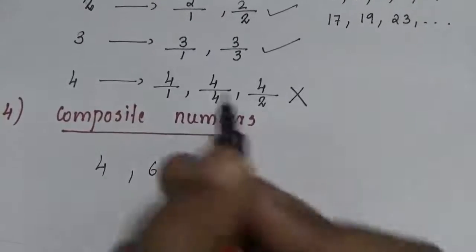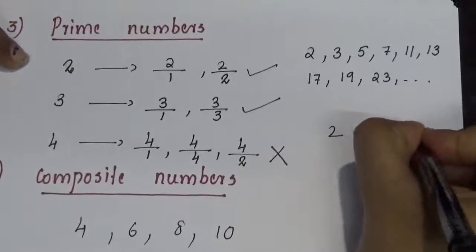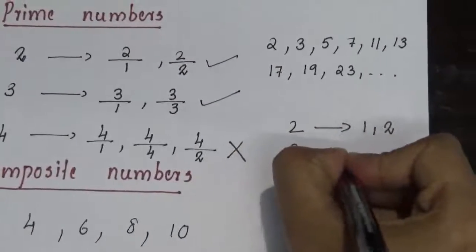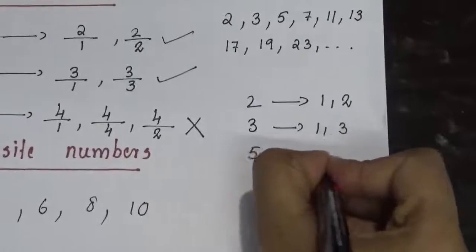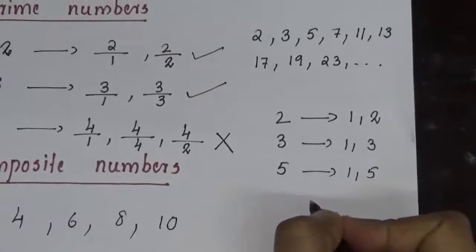So here, in the case of 2, we can say the factors of 2 are 1 comma the number 2. The factors of 3 are 1 comma 3. The factors of 5 are 1 comma the number. In that way also you can take the definition of prime number and composite number.